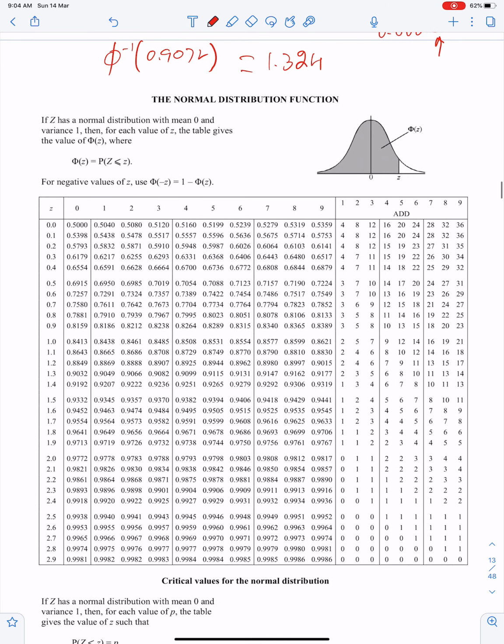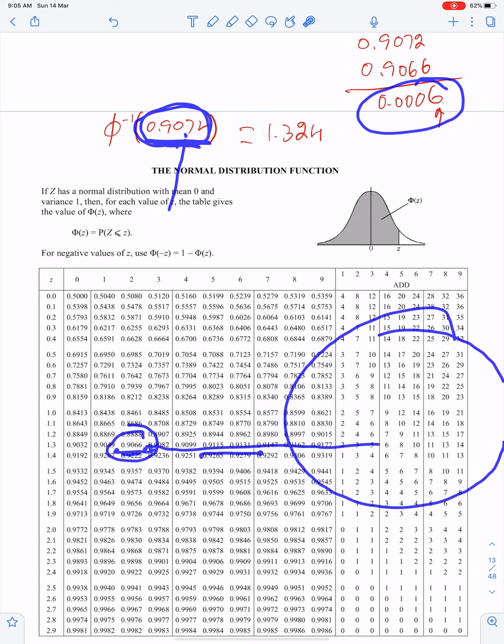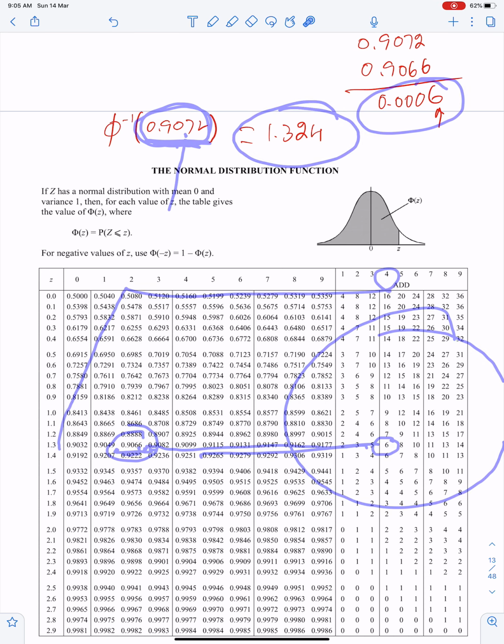Let me explain this again. Since we are looking for this number, we need to find a number which is close to it, either this number or a number close to it but less than it. So we found 0.9066. The difference between our number and this is 0.0006. Now search 6 in this section of the table, in this row. 6 is here. Now read this number as 1.324. This is the way to use the table for phi inverse.